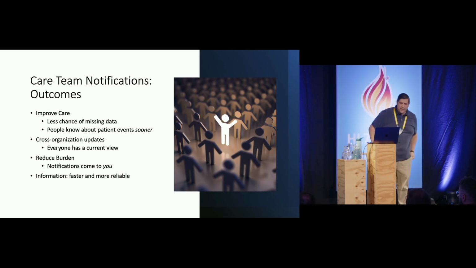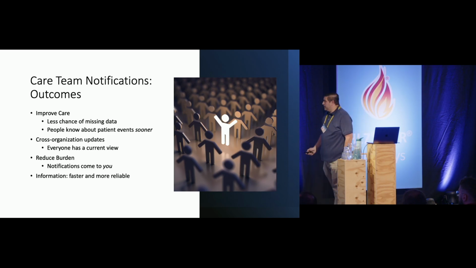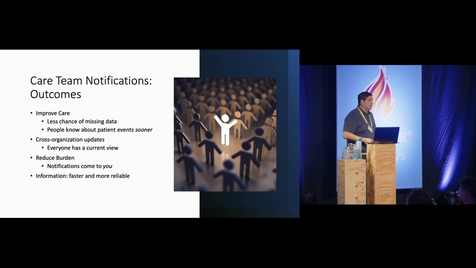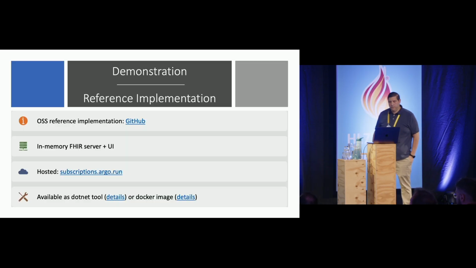Outcomes. We all win. Yay. Better care. That's really what we're going after here. Less chance of missing data, people knowing about patient events sooner, cross-organizational updates. Again, a lot of us work in little silos or bubbles, and it's hard to get data across those. Now think about when you're talking about organizations, across organizations, and many to many, because usually patients don't get care at 1 or 2 facilities. They get care at a lot of facilities. And you can't be asking everyone about everything all the time. Reduce burden and more information faster.